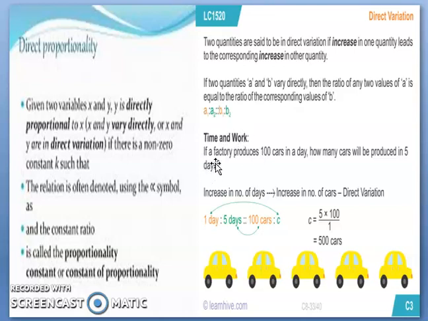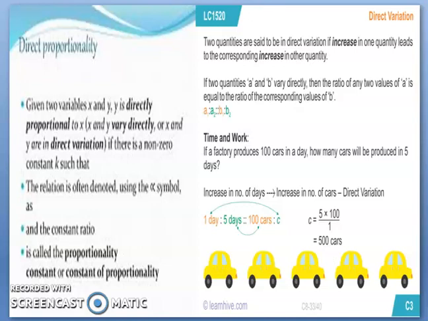Time and work: one example is shown over here. If a factory produces 100 cars in a day, how many cars will be produced in 5 days? An increase in the number of days will increase the number of cars. That is direct variation. In one day, the factory produces 100 cars. For 5 days, we take the unknown as C. So here C will be equal to 5 multiplied by 100 upon 1. That means 500 cars. We will get the answer.